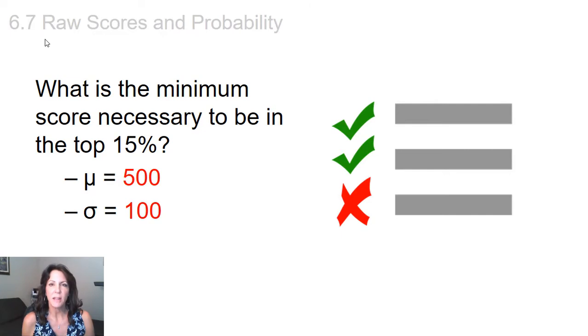Let's say that perhaps you're interested in going to graduate school someday, and there's an exam called the GRE, and that is an exam that you need to take for many graduate programs, and schools will accept people who are in the top certain percentage. So let's say that the school that you're going to apply to only takes the top 15%. Well, if you know the mean and the standard deviation of the test in general, you can tell what score is needed to be in that top 15%.